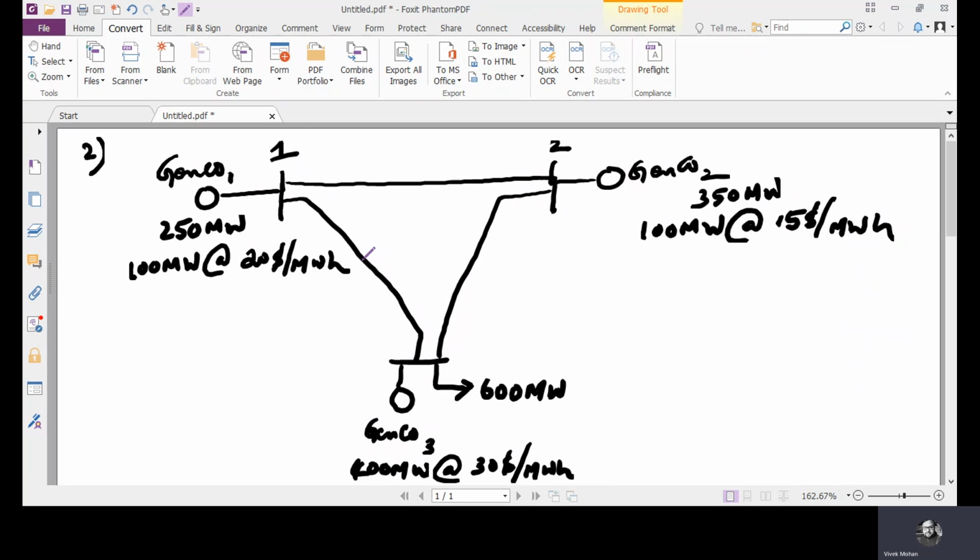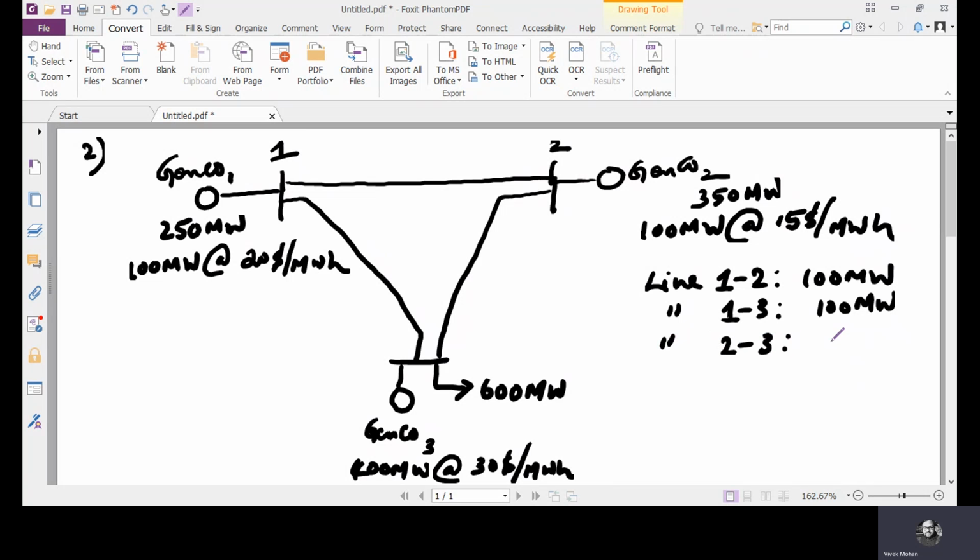Now, here line limits are given. In the previous case, we neglected the line limits. Here we are taking line limits. So line 1-2 has a limit of 100 megawatts. Line 1-3 has a limit of 100 megawatts. Line 2-3 has a limit of 100 megawatts. Okay, so this is the system shown.